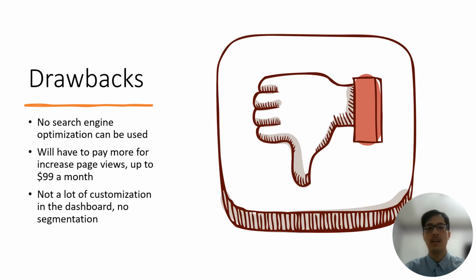Now, GoSquared does have some drawbacks, as with every tool. It has an absence of search engine optimization, and the tool seems to be more focused on simplicity and providing real-time analytics, so it does miss out on some extra features that other tools do provide. The fact that it's so simple always comes with its own drawbacks. There isn't a lot of customization on the dashboard, and it doesn't really have a segmentation feature, so you really can't compare metrics to other ones.